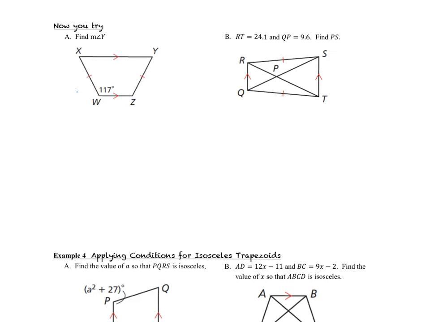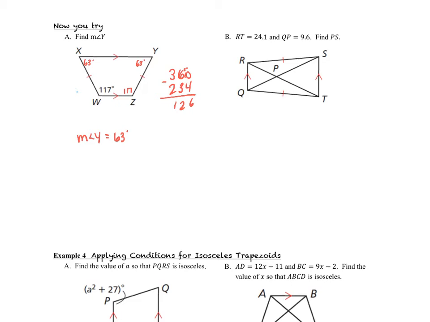Okay, for the now you try, my base angles are congruent to each other. So this is 117. So far I've used 234 out of a quadrilateral, which has 360. So I subtract that and I get 126. I cut that in half, and that would be 63. 63 degrees for each of these. So the answer to the measure of angle Y is 63 degrees.